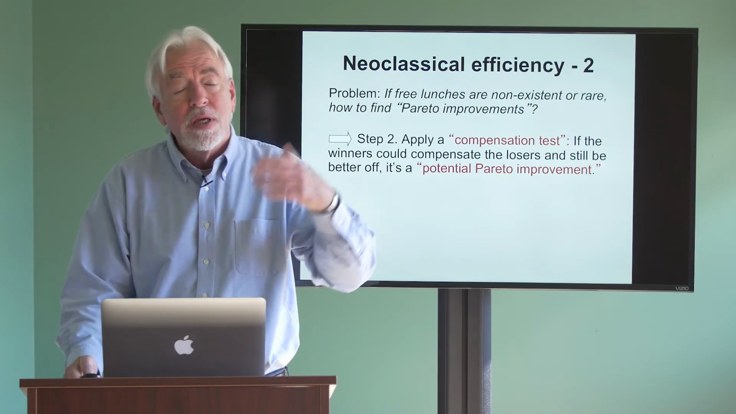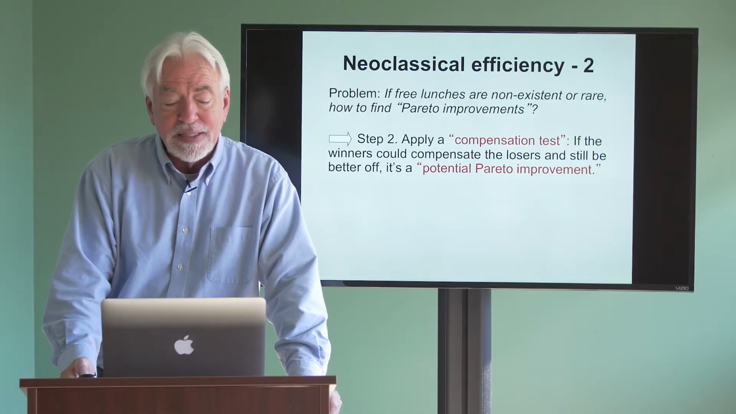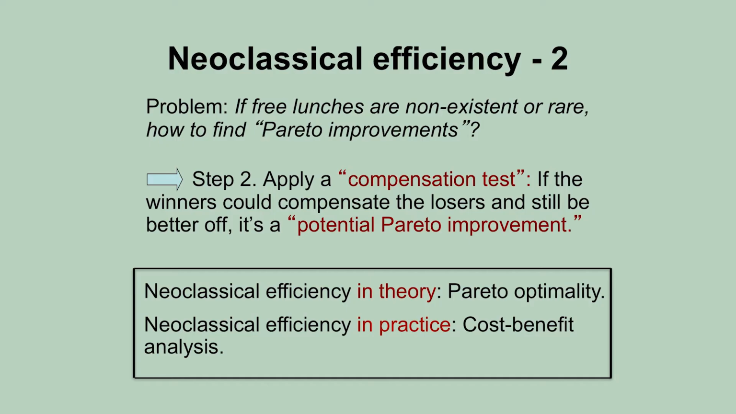So potentially, the winners could compensate the losers, and nobody would be worse off, and some people would be better off. So in theory, what efficiency means to the neoclassical economist is Pareto optimality, but in practice, what it means is weighing up the costs and benefits and seeing if the benefits exceed the costs, thereby implying that the winners could compensate the losers and still be better off.